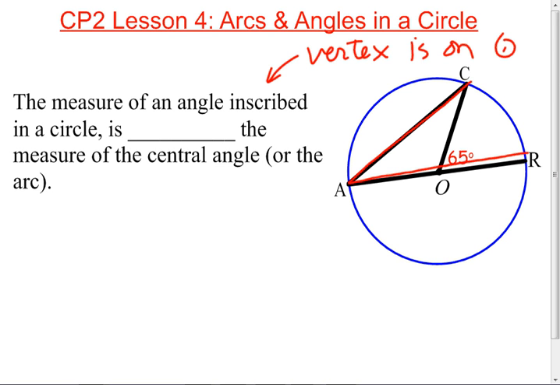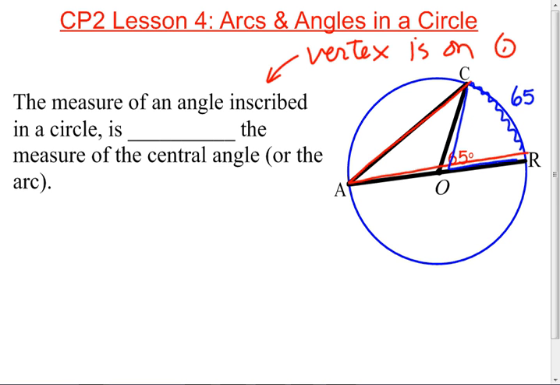Okay, and we know the measure of this arc because this is what kind of an angle? It's at the center. It's called a central angle. So what's the measurement of arc CR? That's it. It's not hard.